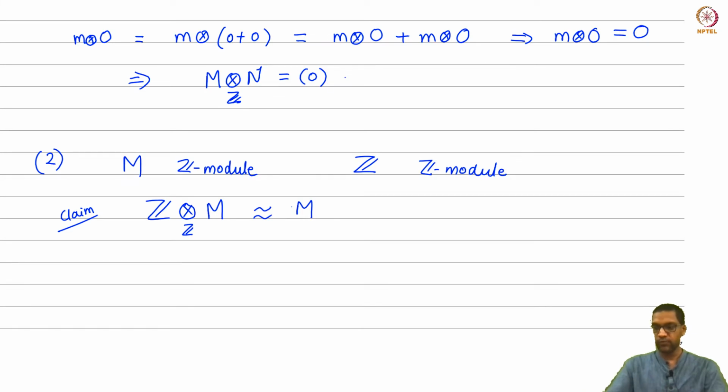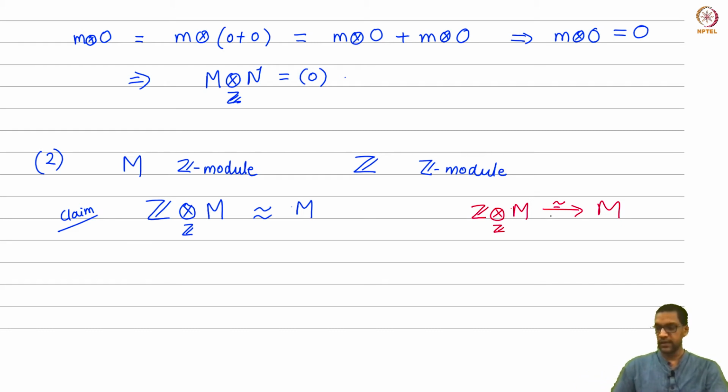To prove this claim, we will use the universal property of the tensor product. So what does proving this claim entail? You have to show that there exists an isomorphism from Z tensor M to M. This is what we want to construct, an isomorphism between these two. And a map from a tensor product to another module is given by the universal property.